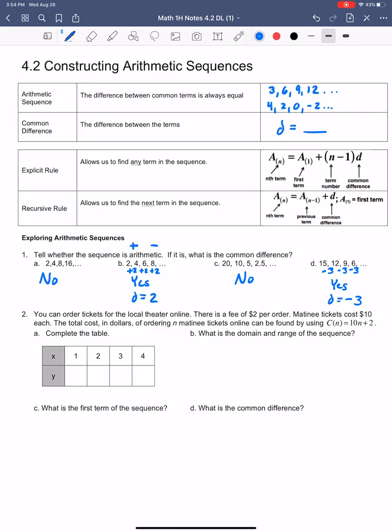Okay, it says you can order tickets for the local theater online. There's a fee of $2 per order. Matinee tickets cost $10 each. The total cost in dollars of ordering N matinee tickets online can be found by using this function over here.